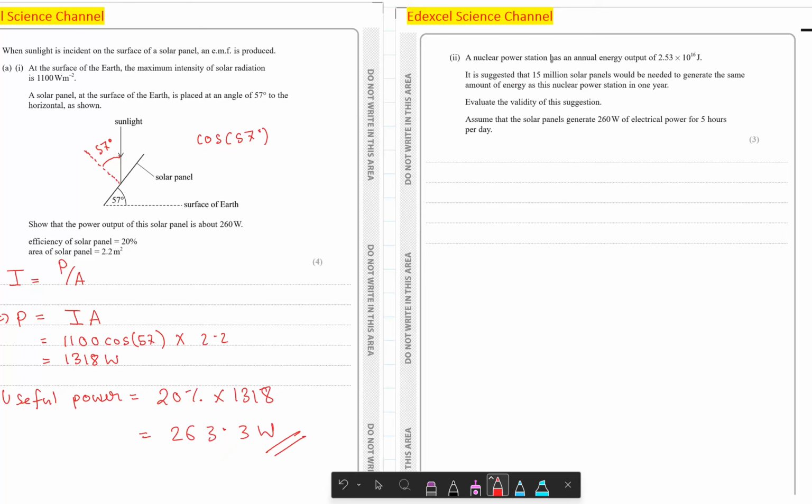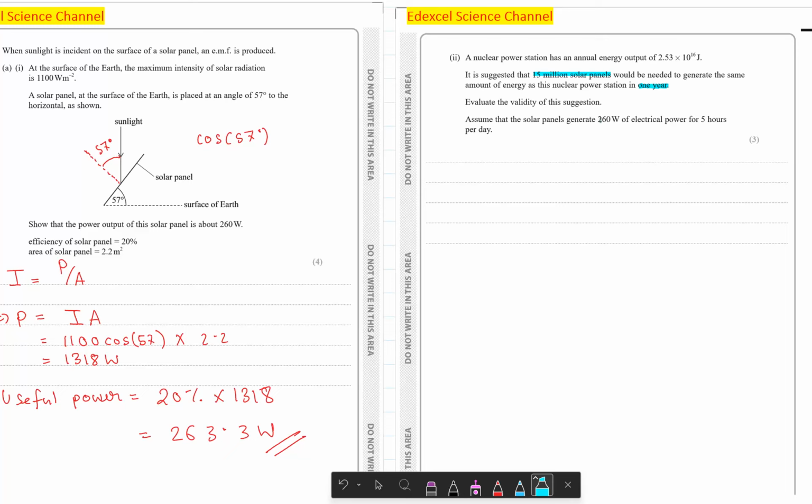Okay. Moving on to question number A2. A nuclear power station has an annual energy output of 2.53 times 10 to the power 16 joules. It is suggested that 15 million solar panels would be needed to generate the same amount of electricity as this nuclear power station in 1 year. Okay, so the claim is 15 million solar panels in 1 year. Evaluate the validity of this suggestion.